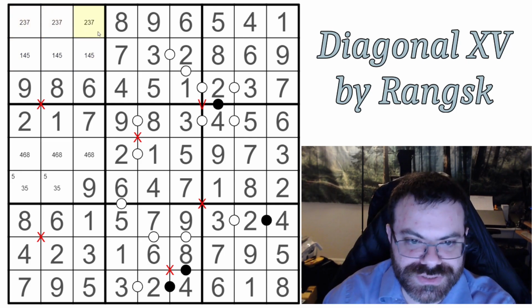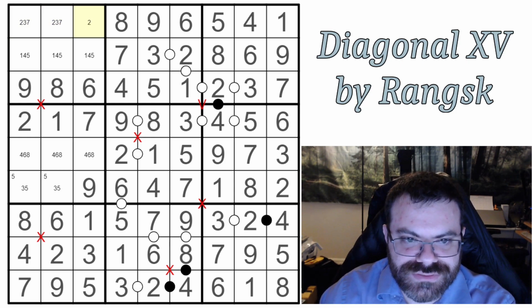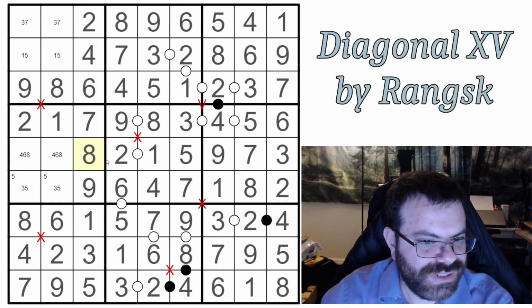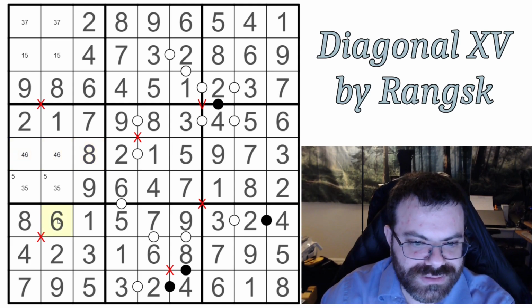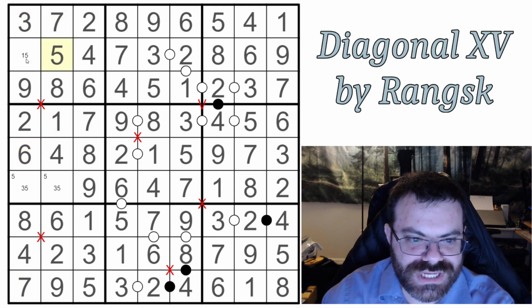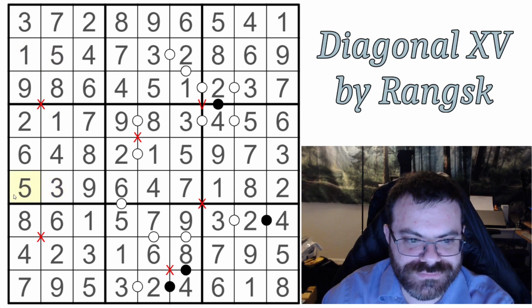We can just do eliminations. So 7 and 3 are eliminated here. That makes a 2. The 1 is seeing here, as well as the 5. So this is a 4. This should be placeable as an 8. The 6 sees here for 6. The 7 sees up here for 3, 7. This 1 sees 5, 1, 3, 5.